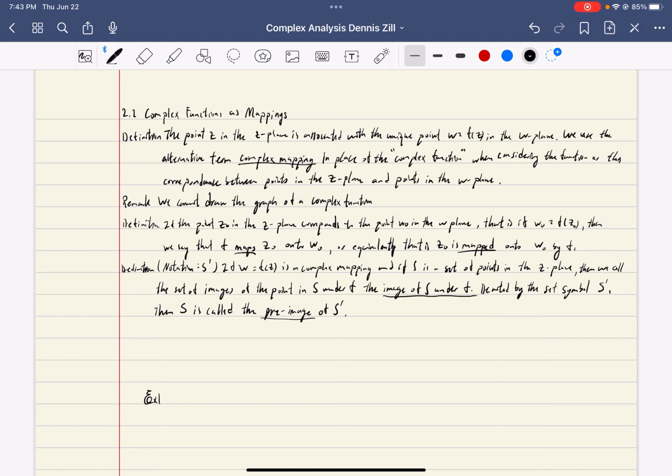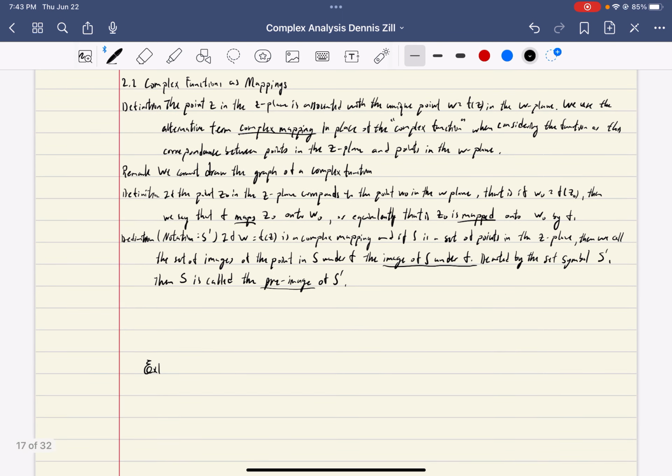Chapter 2.2, Complex Functions as Mappings. The point z in the z-plane is associated with the unique point w equal to f of z in the w-plane. We use the alternative term complex mapping in place of complex function when considering the function as the correspondence between points in the z-plane and the points in the w-plane.